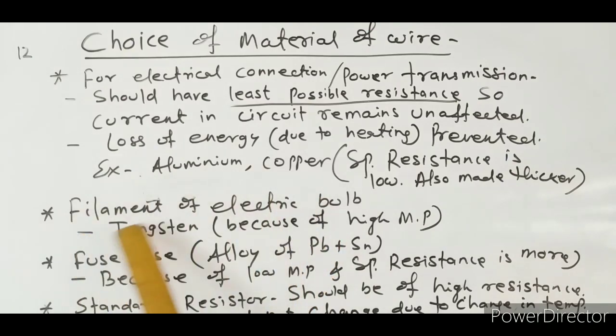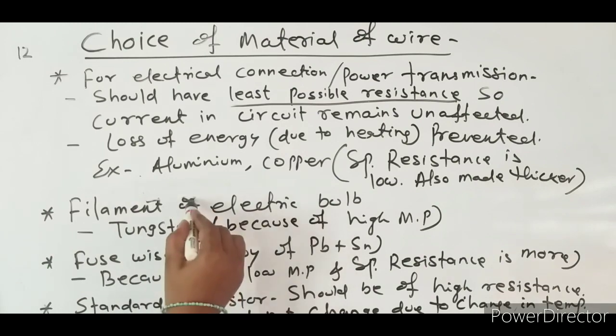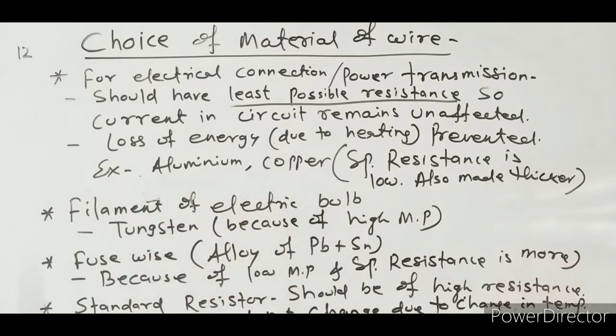Okay, second one, the filament of the electric bulb. What is the material used? Tungsten is the material used. And why tungsten? Because tungsten has a high melting point. For a long time the bulb has to glow, no? So current has to pass through it. It has a high melting point.